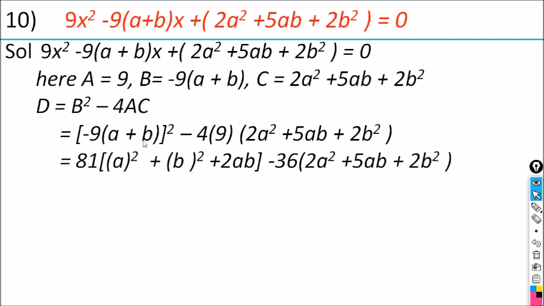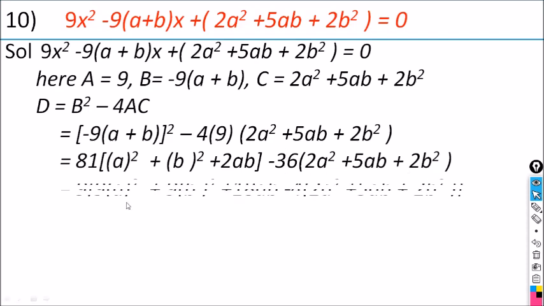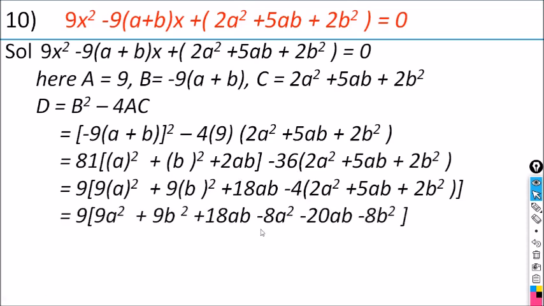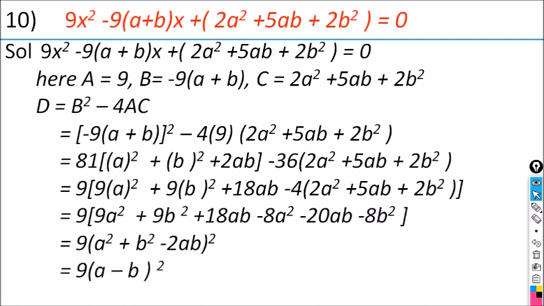9 square becomes 81, and we simplify the bracket term, which is a plus b whole square, minus 36 bracket term as such. With 36 and 81, here 9 would be common. By taking 9 common, we are left with 9 times of a square, 9 times of b square, 18ab, 4 is left here, and multiplying these terms. On further simplification of the bracket term, we get a square plus b square minus 2ab, which gives the formula of a minus b whole square, 9 times of a minus b whole square.